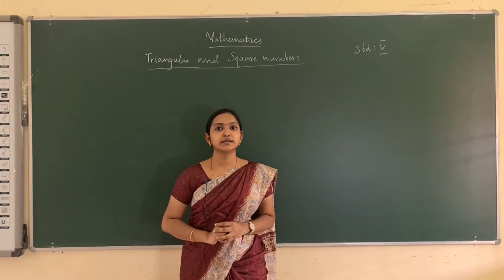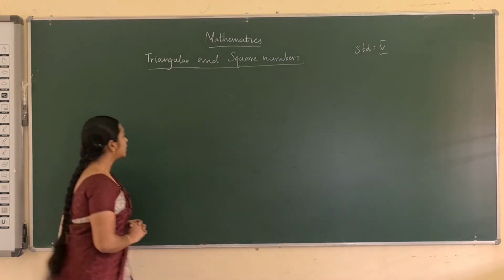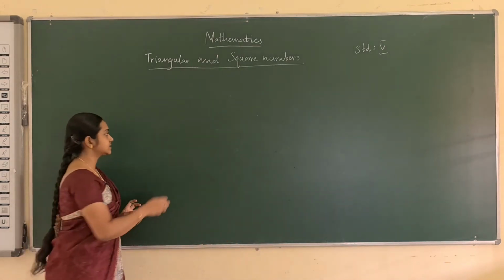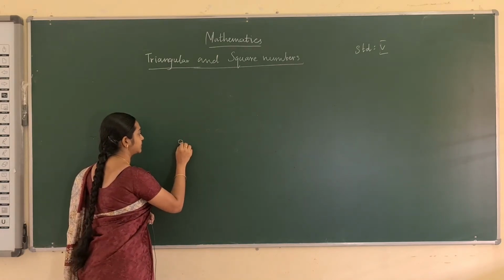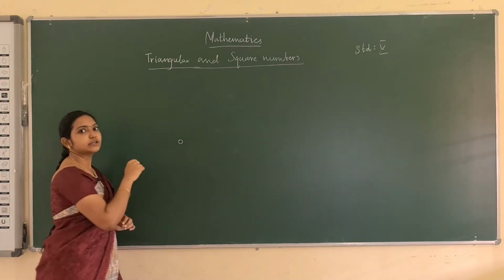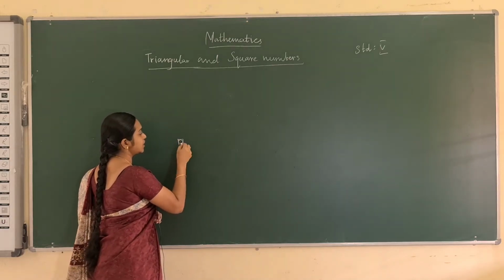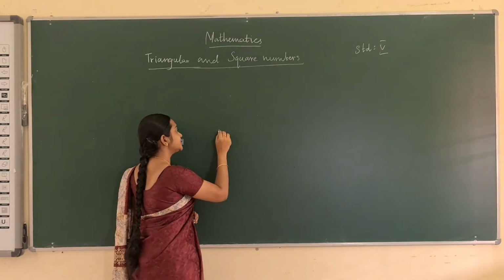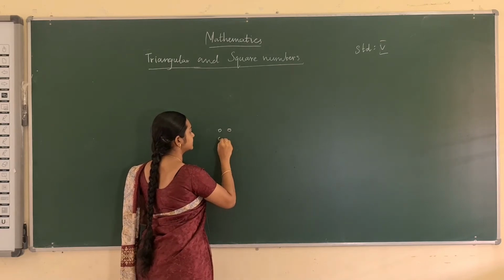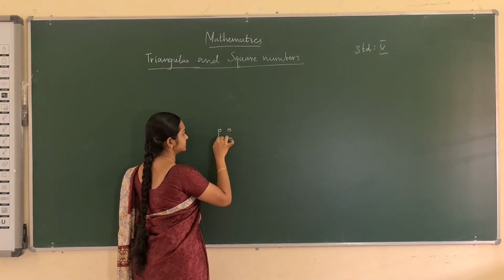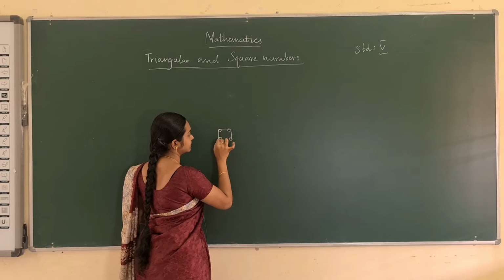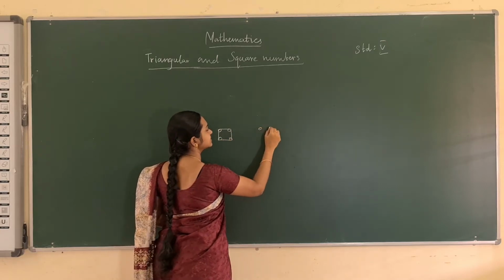Next, Subha is using dots to form squares. 1 dot is used to draw 1 square. Next, she uses 4 dots.